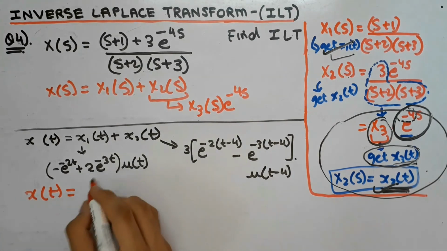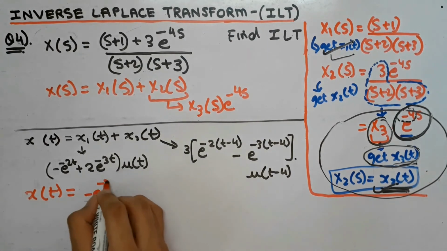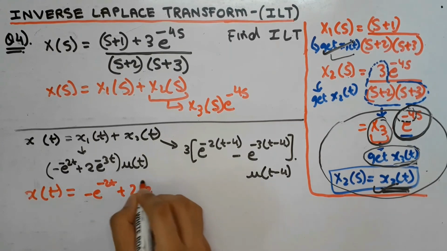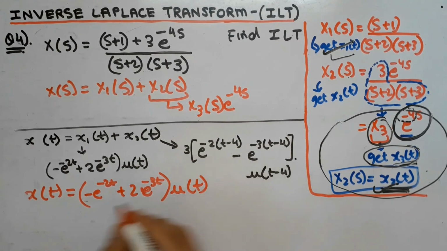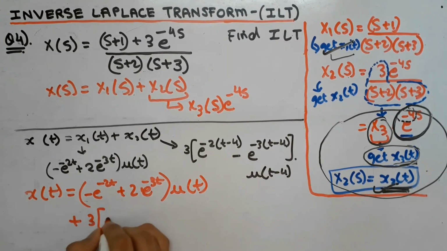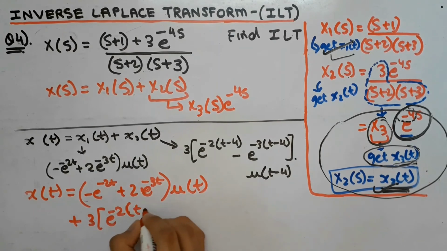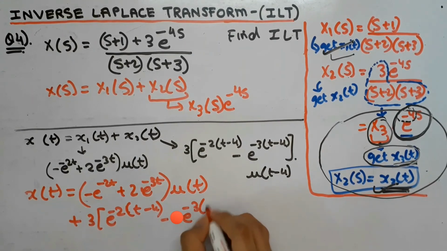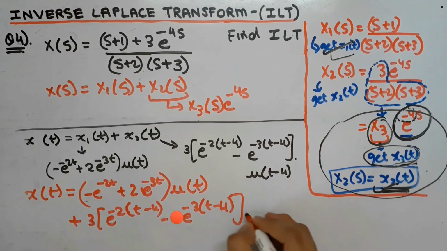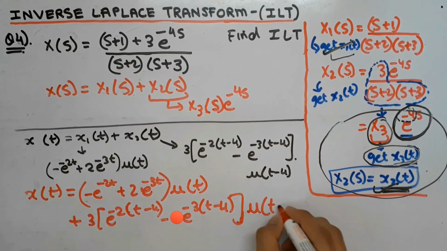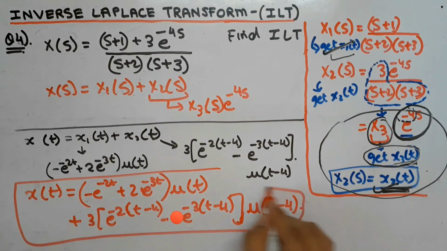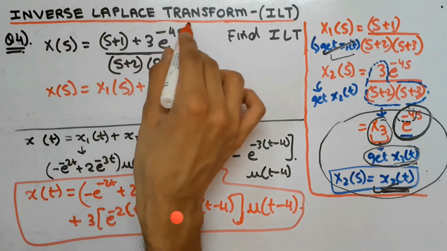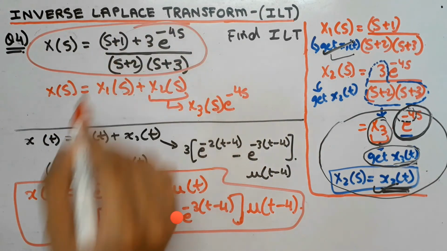That is, x(t) will come out to be equal to minus e to the power minus 2t plus 2 into e to the power minus 3t, u(t), plus 3 into e to the power minus 2 into (t minus 4) minus 3 e to the power minus 3 (t minus 4), and lastly we will write u of (t minus 4). Now guys, this is our final answer that we wanted to find. That is, we have found out the x(t) value of x(s), that is this.